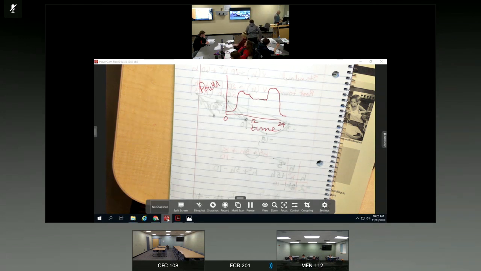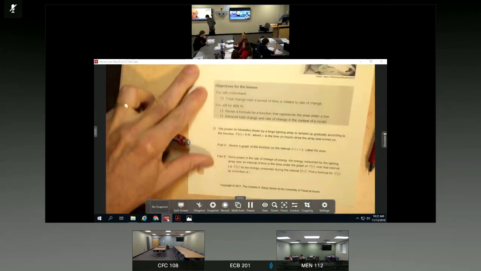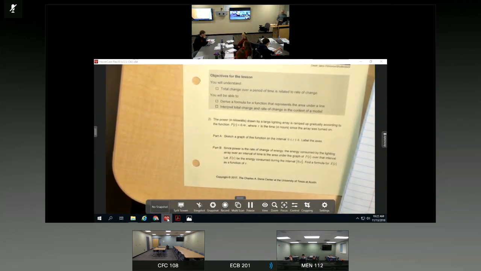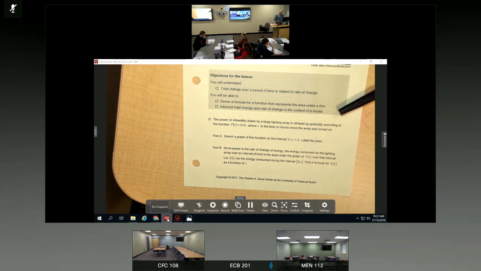Page 151. The power is measured in kilowatts. Now they're talking about a different situation, though. The power in kilowatts drawn by a large lighting array is ramped up gradually according to the function P of T is 0.4 T. So I have a question for you. How much power does it use when you turn it on, or just before you turn it on? 0, right? And then an hour later, it uses 0.4. 2 hours later, it uses 0.8. Got it? It gradually ramps up.